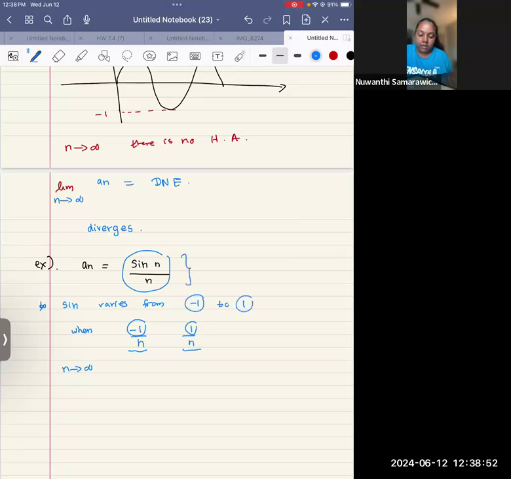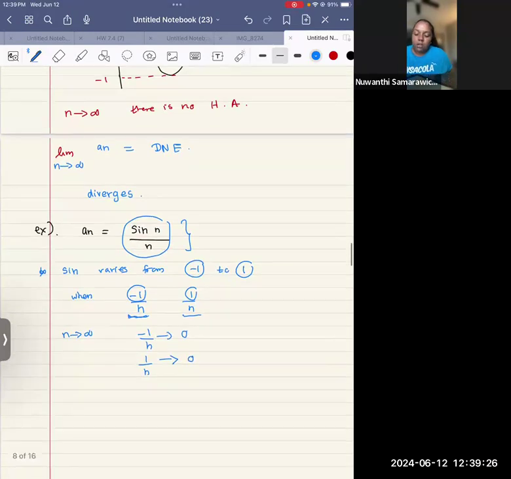In the nth term, it is sine divided by n. So -1 divided by n and 1 divided by n. What happens if n goes to infinity? Both approach 0, right? -1 over n approaches 0, and 1 over n approaches 0. So we get a number, which means it converges, right? Okay.